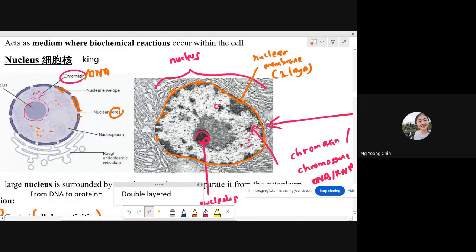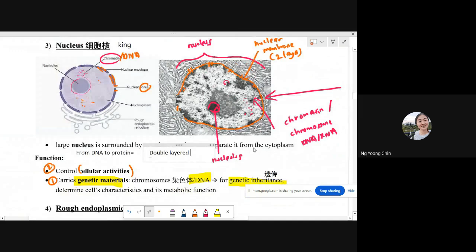Okay, and then Suyang, so now you're already clear about the function and the structure of the nucleus? Yeah. Okay, good.